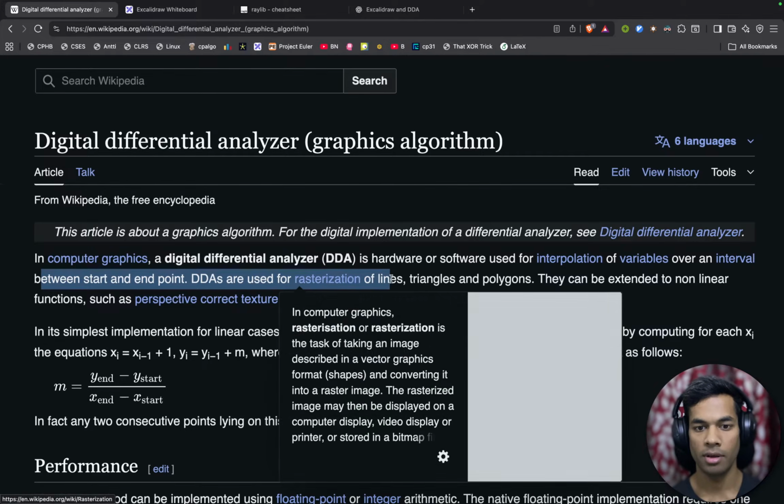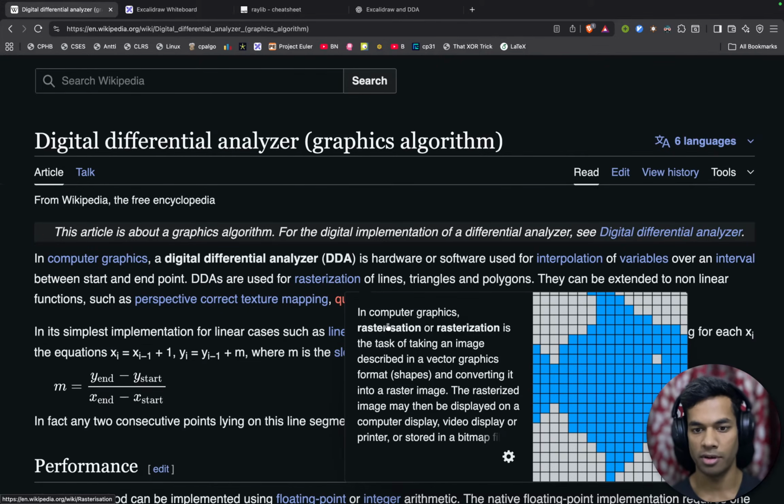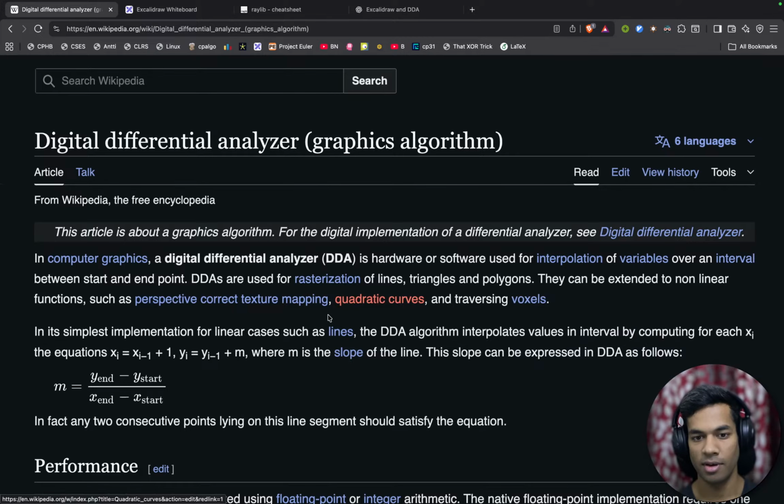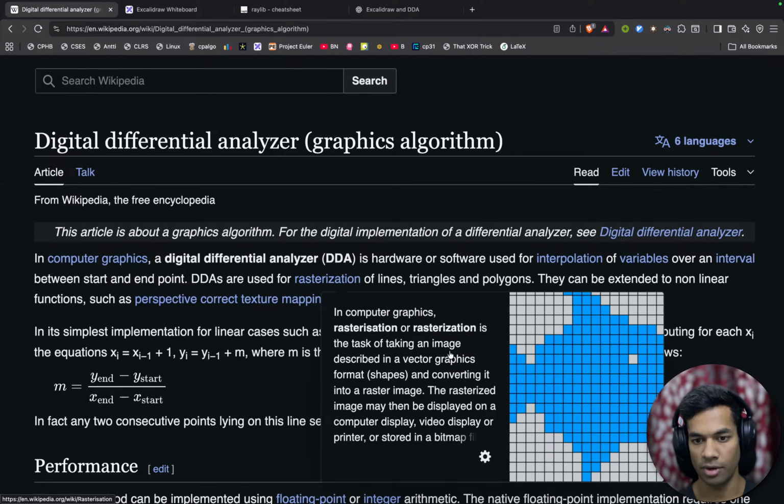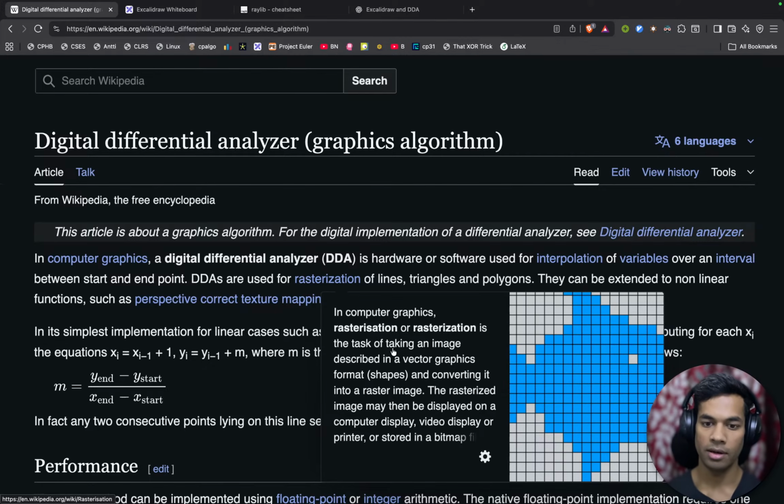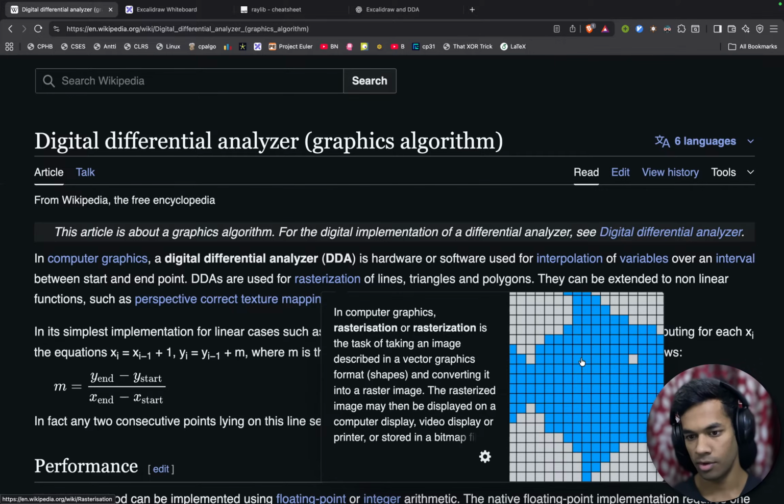DDA is used for rasterization. Rasterization in computer graphics, S and Z, that is the only difference between the two words. Rasterization is the task of taking an image described in vector graphics format like SVG shapes and converting it into a raster image. The rasterized image may then be displayed on the computer display.